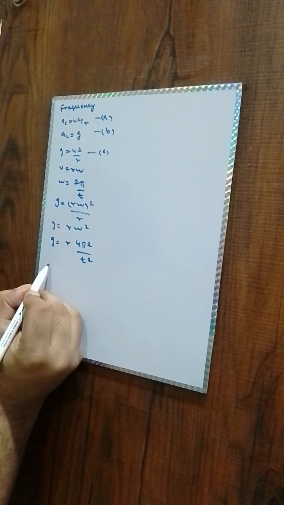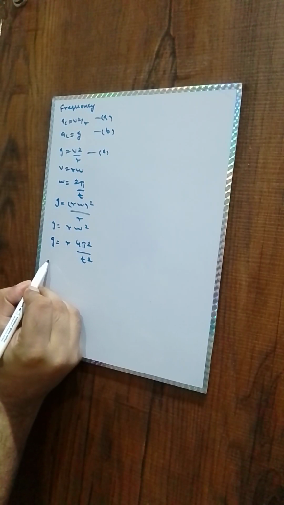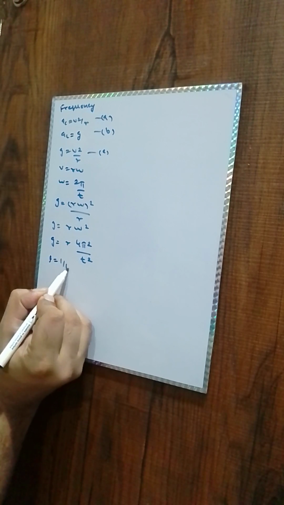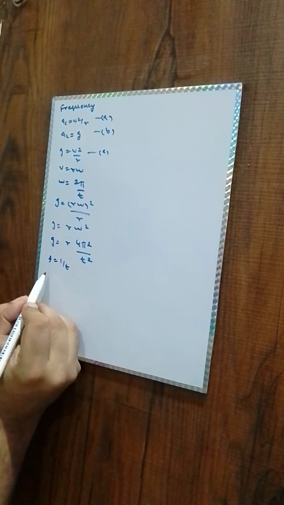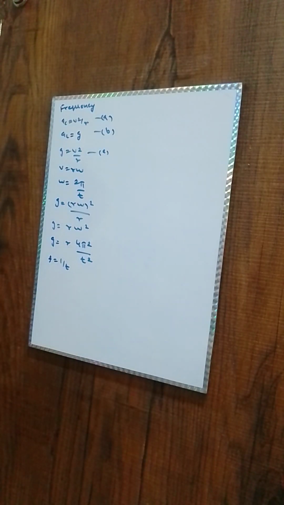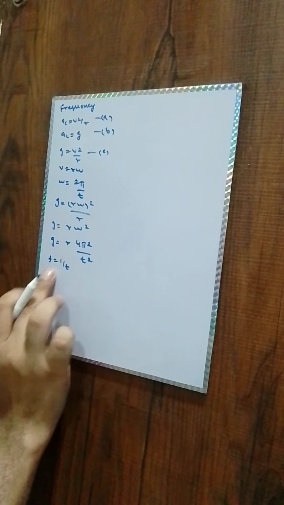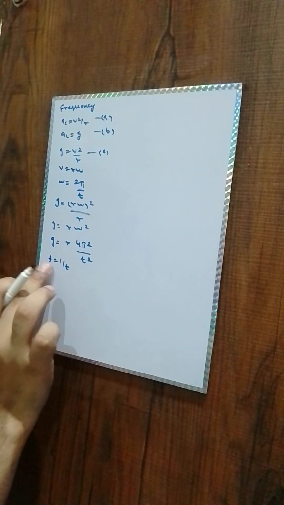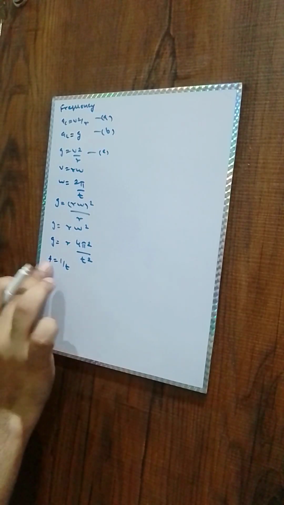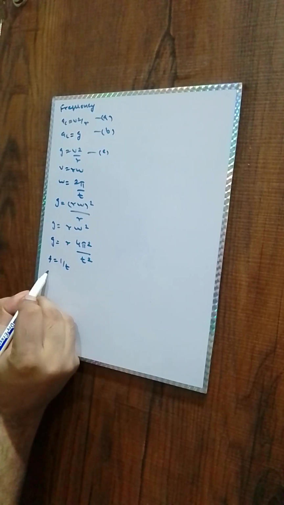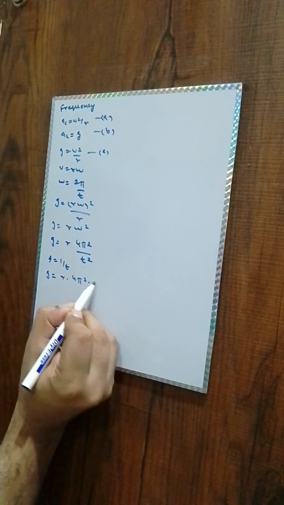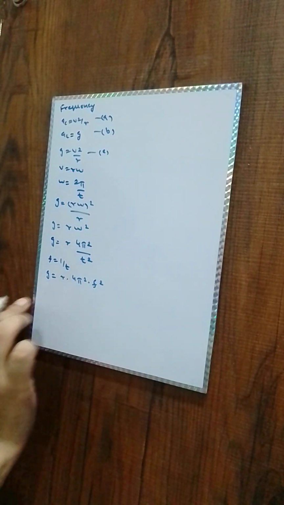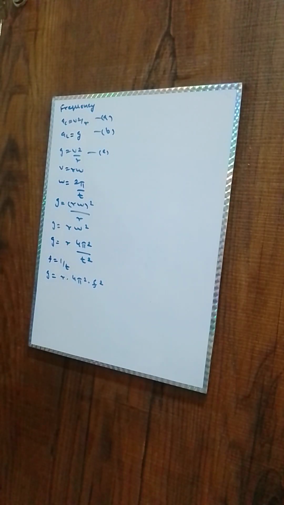And f is equal to 1 by t. So 1 by t square would be equal to f square, so g would be equal to r 4 pi square dot f square. Yes.